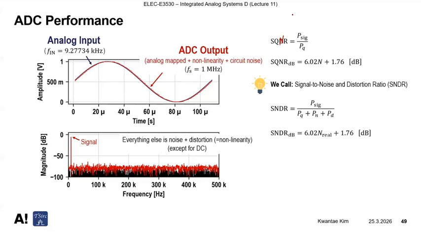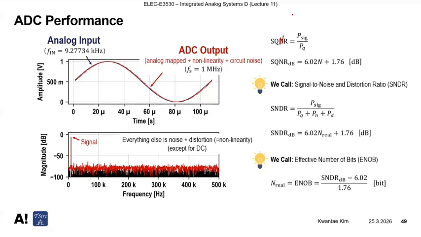Those are actually random processes, except for distortion. Those are random processes, so we must add in power domain. We must not add in magnitude domain, then they will cancel out each other. So we must add in power domain, and then we take the ratio to signal power. Then let's say we are applying the same equation, because it is very hard to analyze everything in theory. So let's model this one with N real, the new resolution of the ADC.